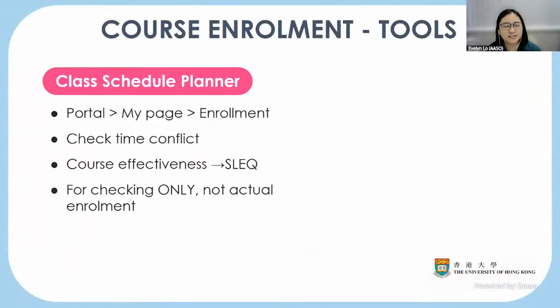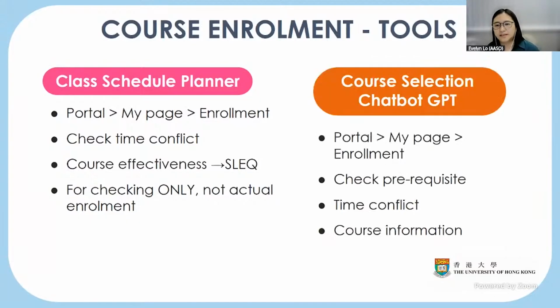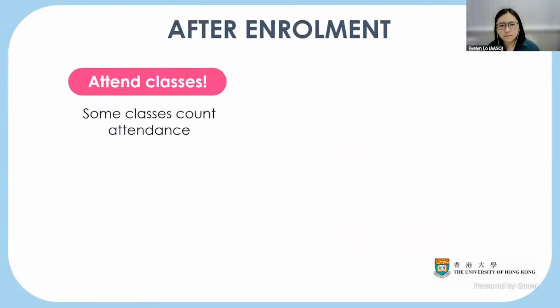And so the class schedule planner can help you to check the time conflict and the course effectiveness, but it's for checking only. It's not the actual enrollment. So the actual enrollment, again, you do it through the SIS. And there is the course selection chatbot GPT. You could see whether it's useful. Some students say it is, some students say it's not, but well, it's one of the tools that you can use.